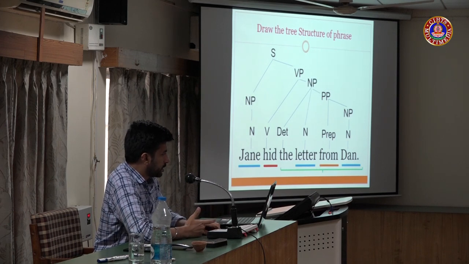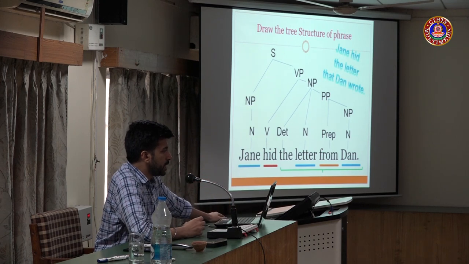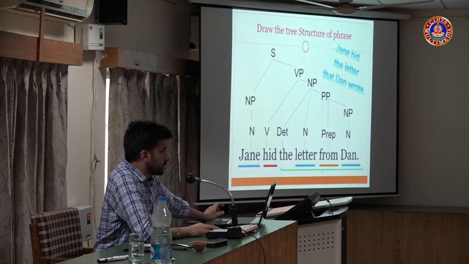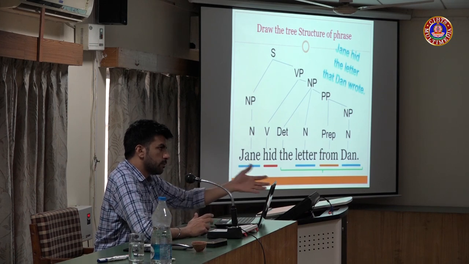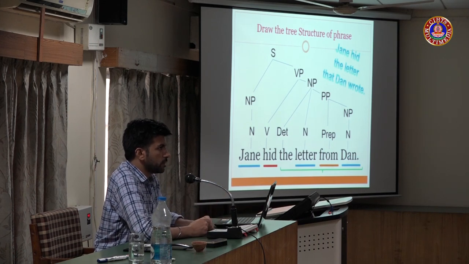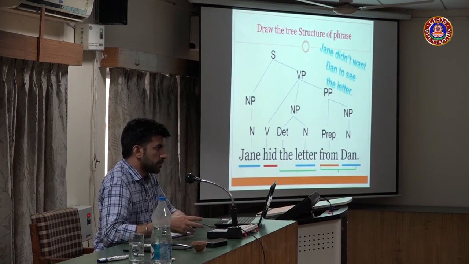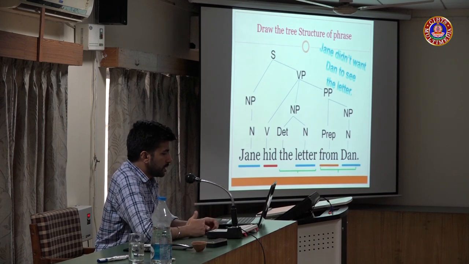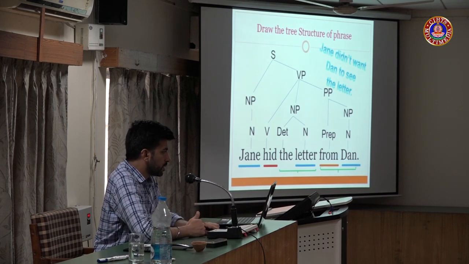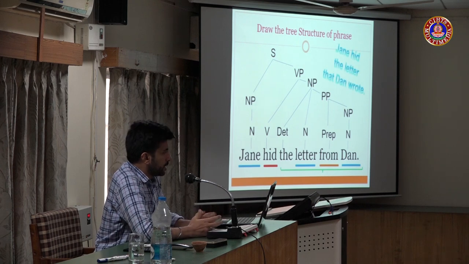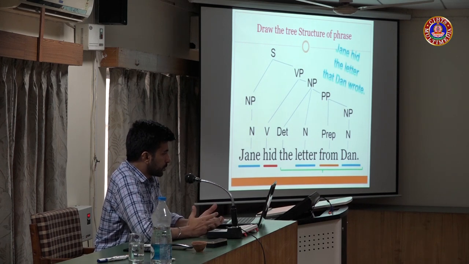Of course, again you have the letter as the noun phrase, but another meaning of the sentence is Jane hid the letter that Dan wrote. Kaise? Jane hid the letter from Dan. Matlab usne jo likha tha, wo usi se chupaya. That is also a meaning of the sentence. Pichle wala ka kya tha? Jane didn't want Dan to see the letter. He did not write the letter, but some letter hidden from, trying to hide from Dan. Isme, Jane hid the letter that Dan wrote.